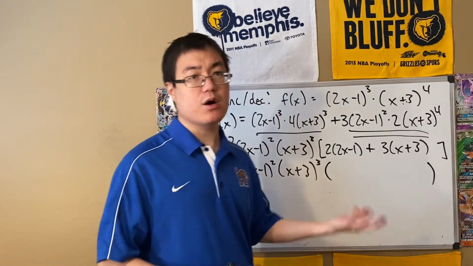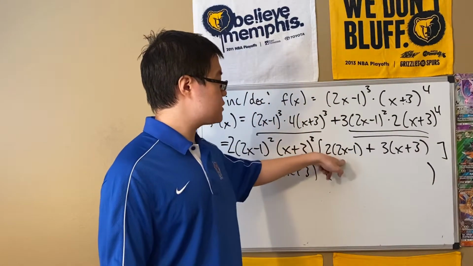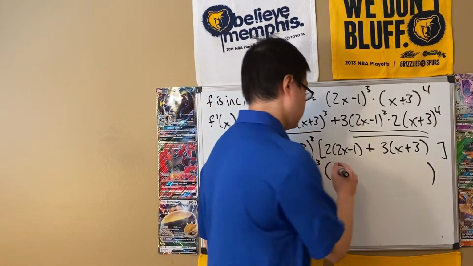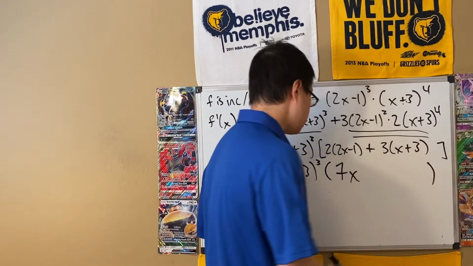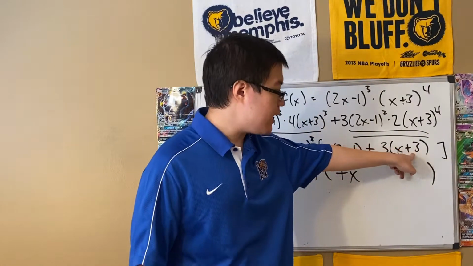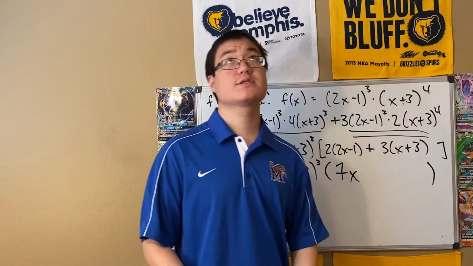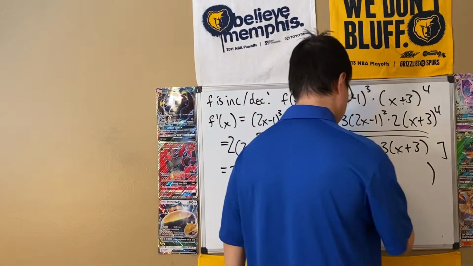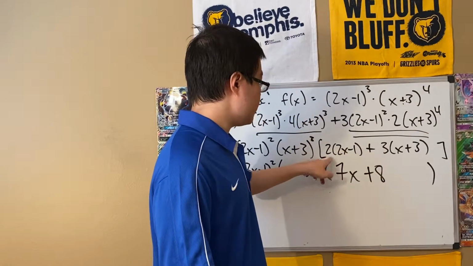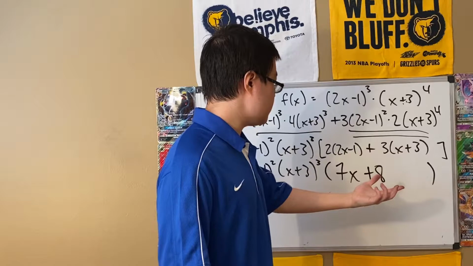So let's try to combine all the x's together. It's going to be 2 times 2x, which is 4x, plus this 3x, that's going to be 7x. Then we have minus 2 plus 9, because 3 times 3 is 9. So it looks like that's going to be plus 8, I believe. Let's check our work. It's going to be 4x plus 3x minus 2x plus 9.